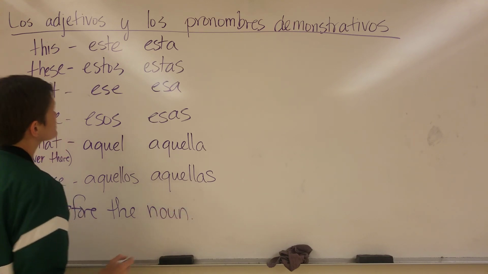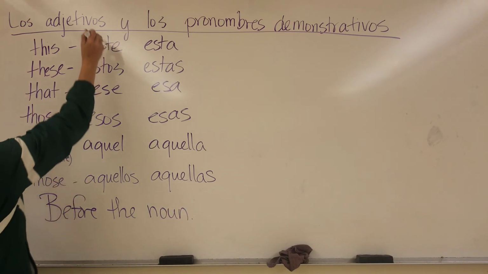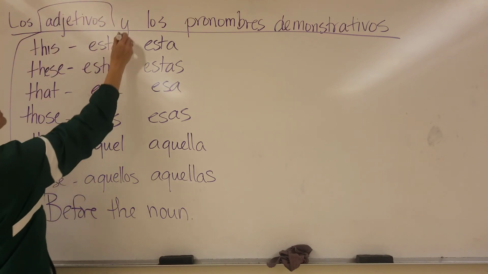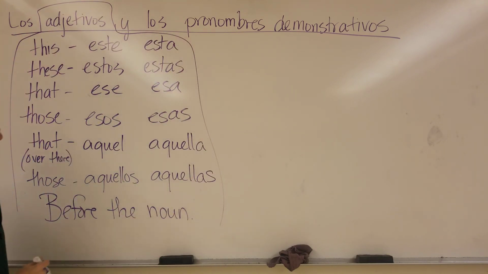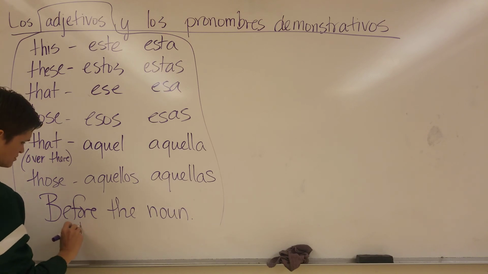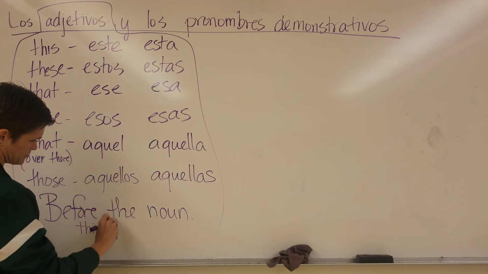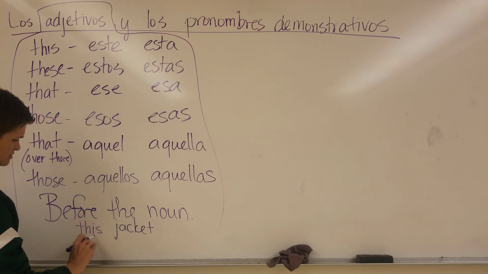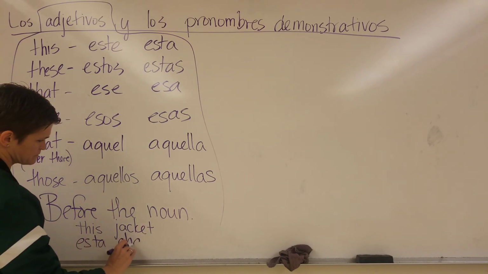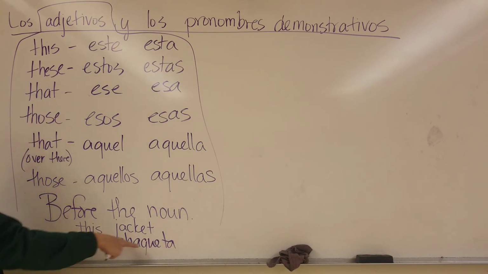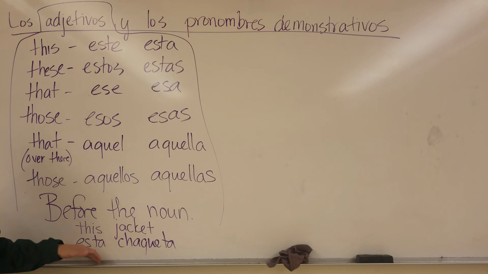These are the possessive adjectives. Right here. Those are our possessive adjectives. And they go before the noun. So this jacket would be esta chaqueta. Goes in front, matches with chaqueta. It's close to me, so it has a T.